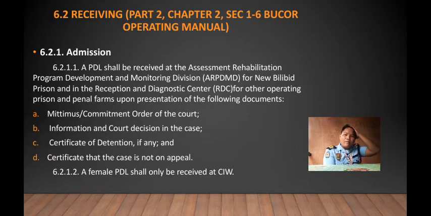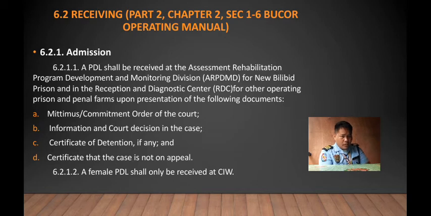So next, we have Receiving Part 2, Chapter 2, Section 1 to 6, BUCOR Operating Manual. We have here admission. The contents here is that a PDL shall be received at the Assessment, Rehabilitation Program, Development, and Monitoring Division, ARPDMD, for New Bilibid Prison and in the Reception and Diagnostic Center, RDC, for other operating prison and penal farms upon presentation of the following documents.